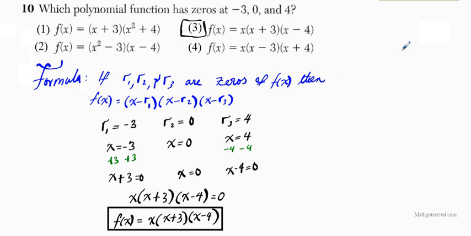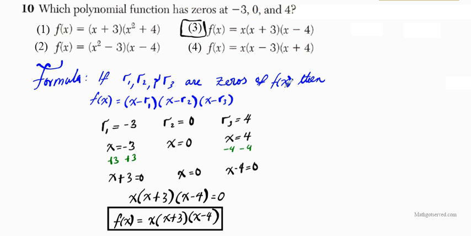All right, number 10 requires going backwards, trying to generate a function that has these zeros. So all you simply do is you assign x to these 3 zeros, and you work backwards. You set each part equal to 0, and then you multiply the quantities, and then you group them as a function, and then you have option 3 as the correct answer.